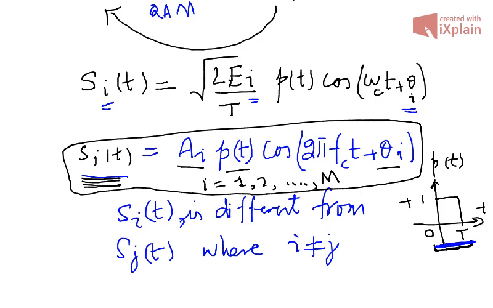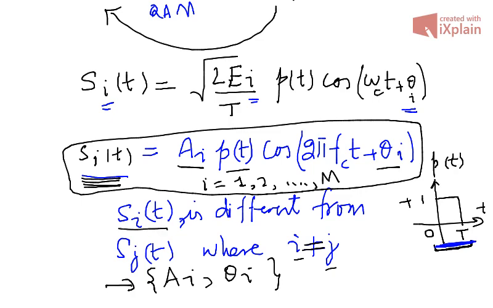So when we say i not equal to j, it means if i is equal to 1, j cannot be equal to 1. j may be 2 or any other value. So each Si of t is different from Sj of t by this pair, Ai and theta i. This pair is important, this pair is unique for each symbol Si.